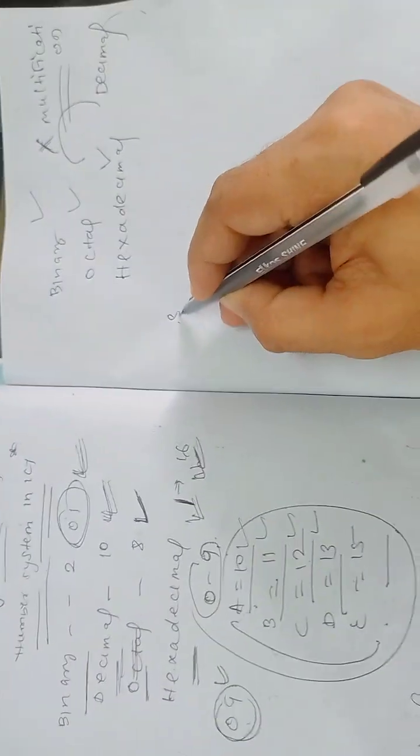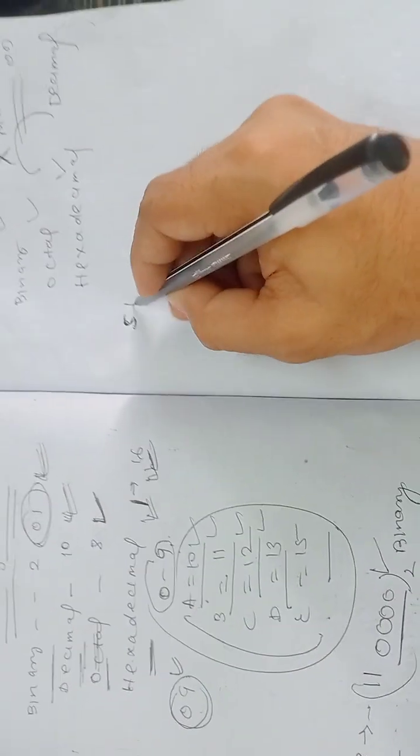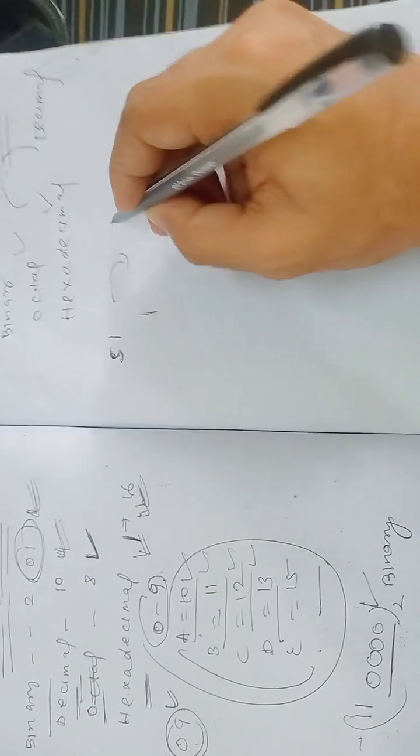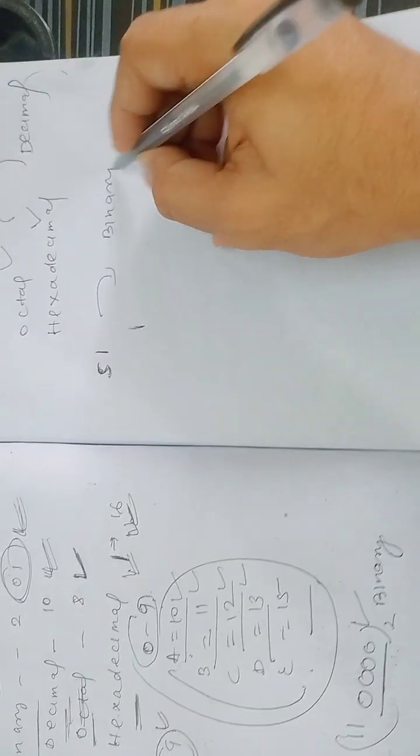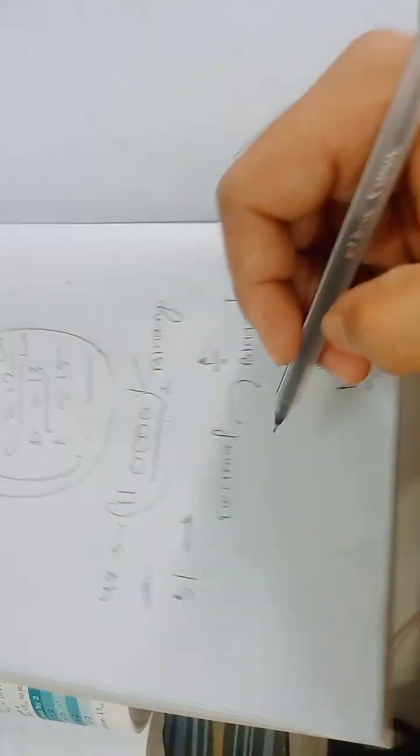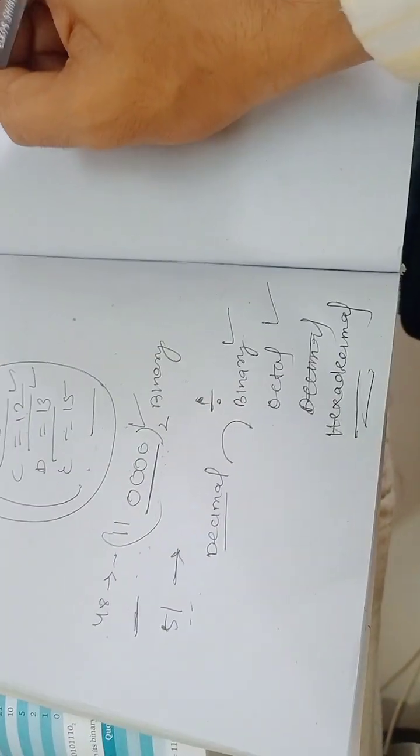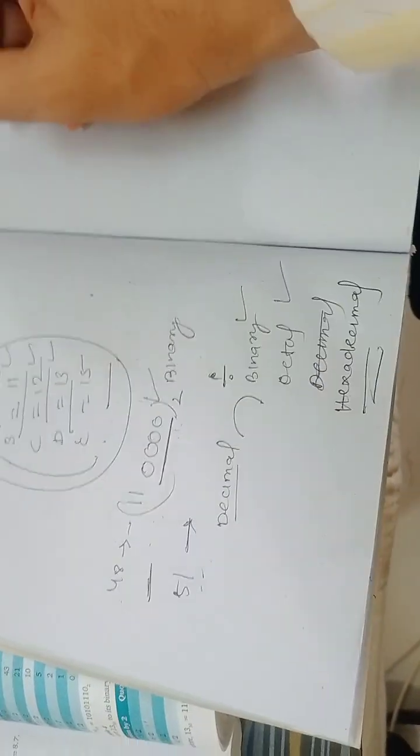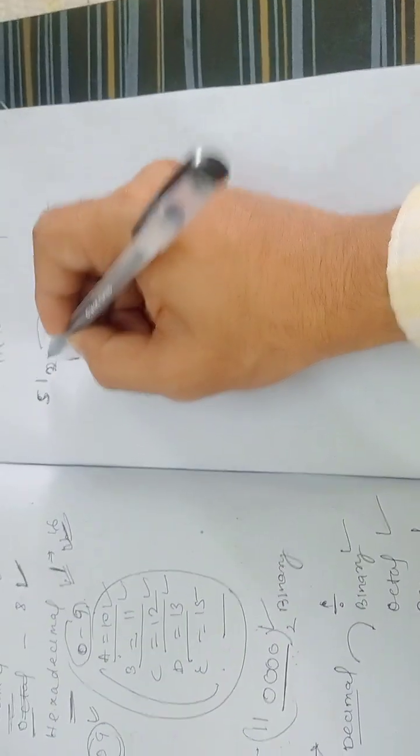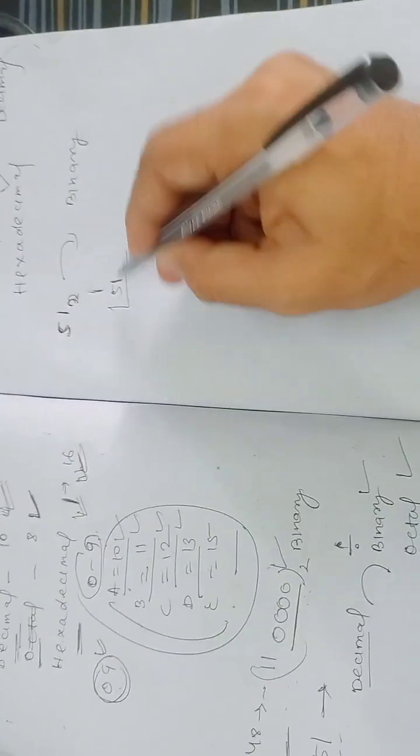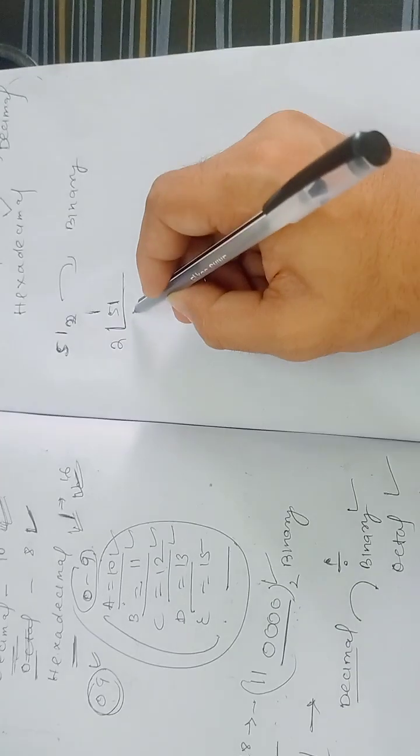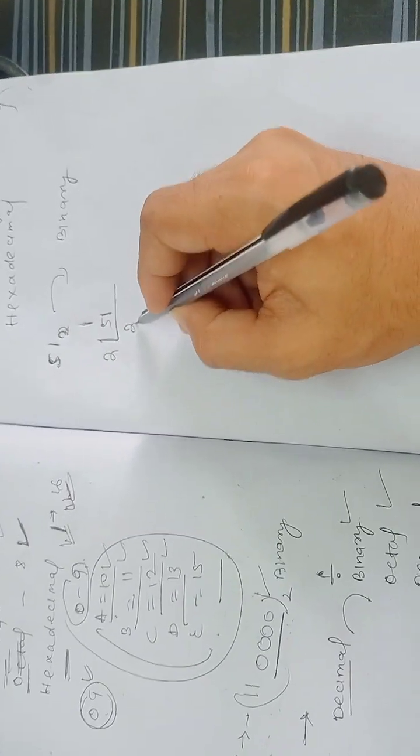For example, 51 is a number in decimal and you have to convert it into binary. As I said, from decimal to binary you need to do division. Just divide the number: 51 with the base value 2, so you divide 51 by 2.